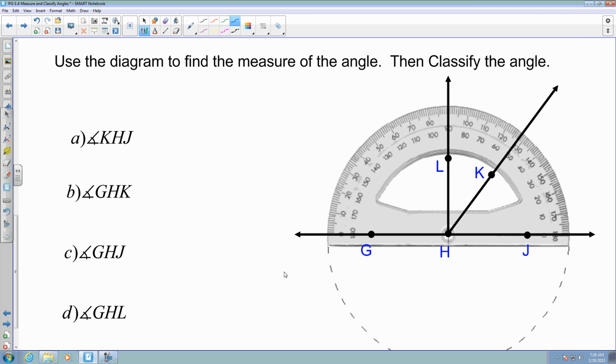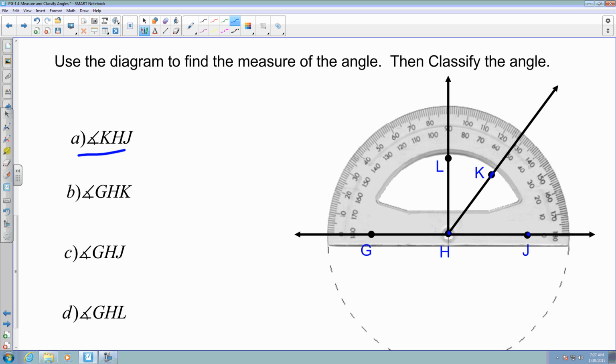So I go over here, and we have a protractor set up on several lines and rays to make up angles. We're going to use the diagram to find the angle measure, and then also we're going to classify the angles. So the first one we're going to do is angle KHJ.